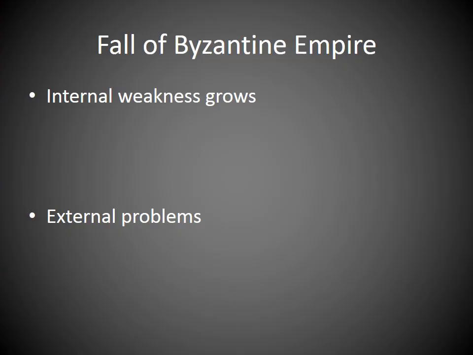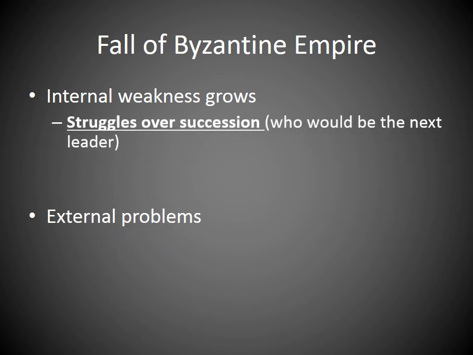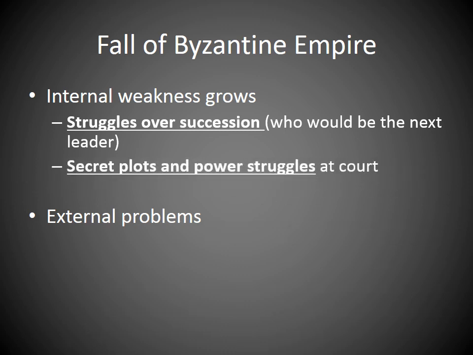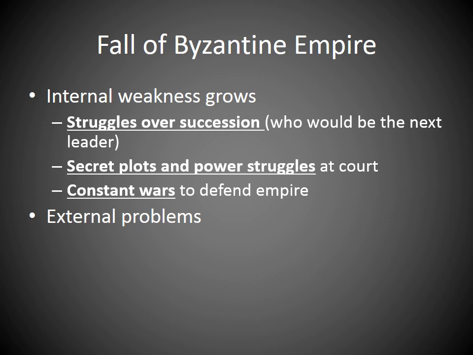So the fall of the Byzantine Empire. Very much like Rome and China and Gupta, it starts with internal weakness, or internal weakness is a factor. There are struggles over succession of who will be the next leader. There are secret plots and power struggles at court, so among those bureaucrats, there's some infighting. And there are constant wars to defend the empire. Because the Byzantines are in such a key location for trade, they're always being attacked.